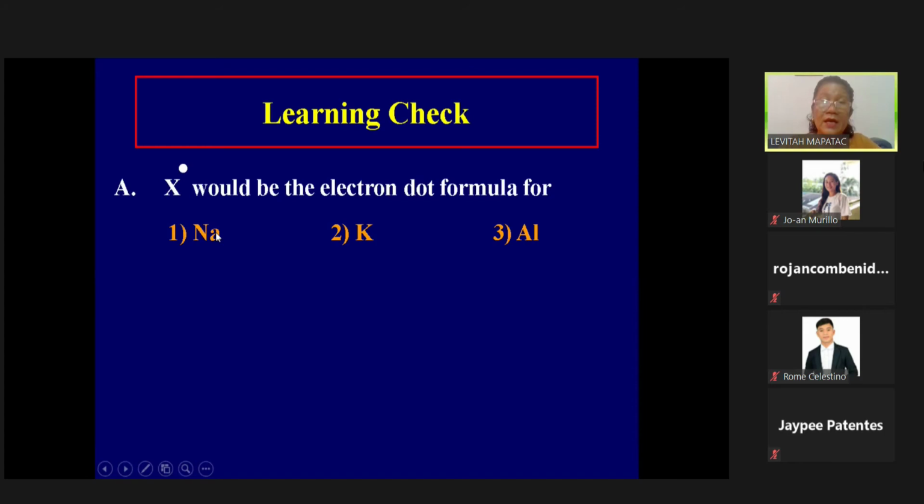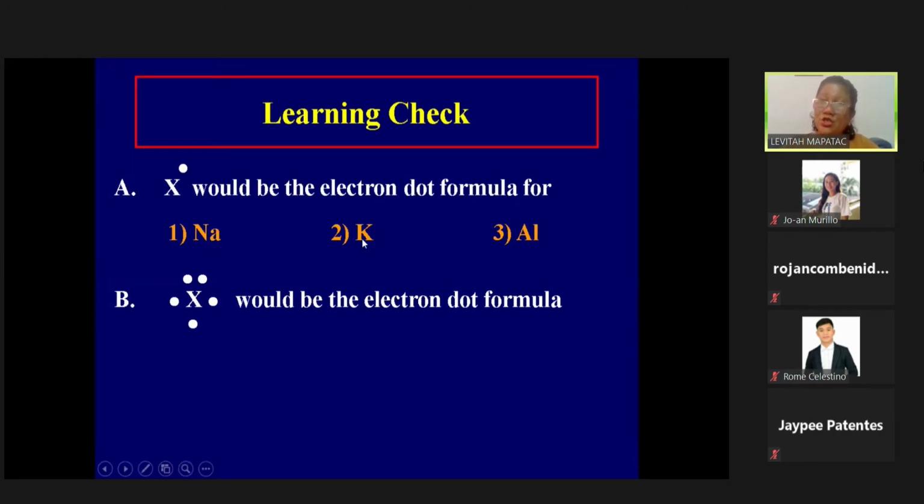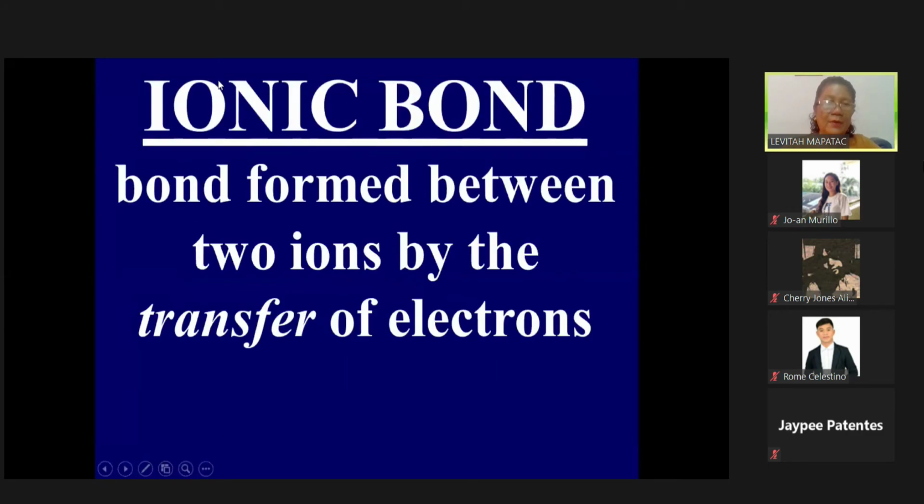Now the formula is... This is a learning check. Sodium, potassium, because it belongs to group what? Group 1. Okay. So, B. So, that would be the electron formula. Okay. This is also an assignment.